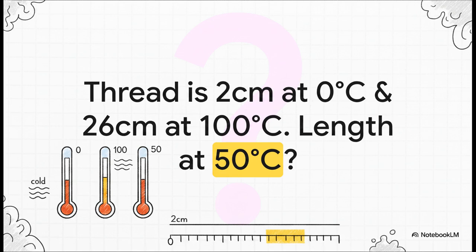Imagine our totally blank, uncalibrated thermometer has a liquid thread that's exactly 2.0 centimeters long when it's plunged in 0-degree water. Put it in 100-degree water and it stretches all the way out to 26.0 centimeters. So here is the question. Exactly how long is that thread when the water is exactly 50 degrees Celsius?